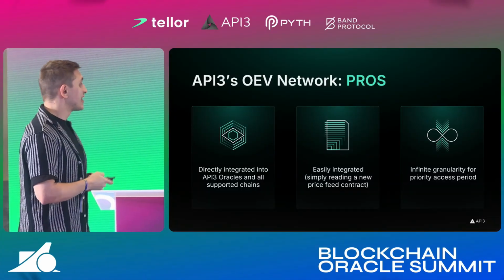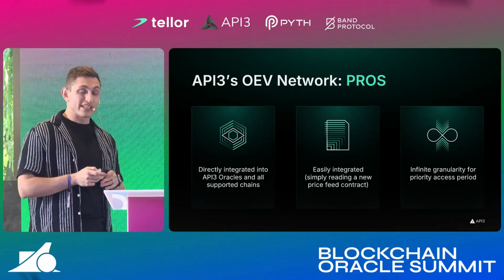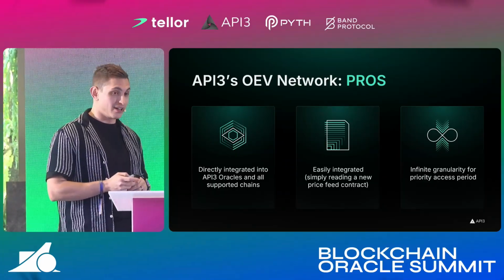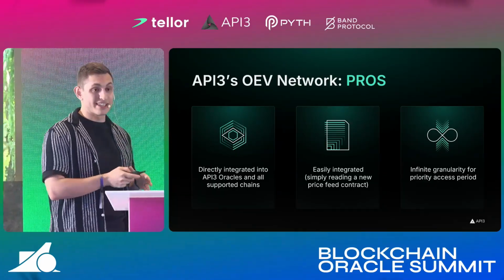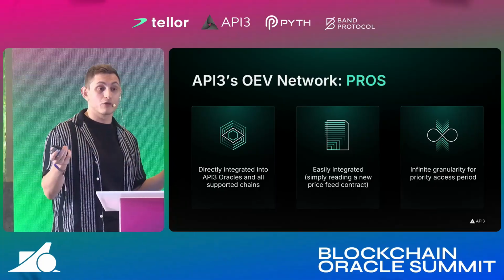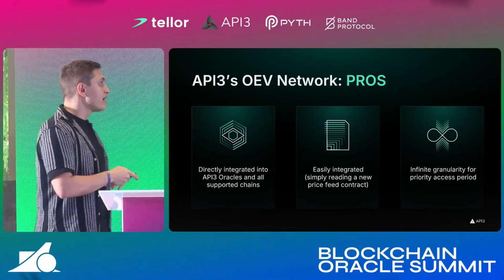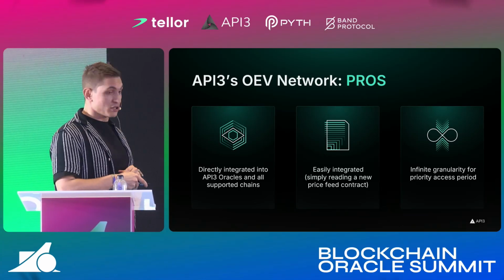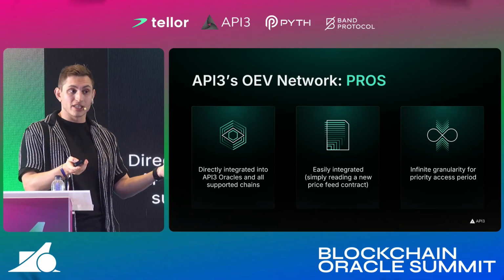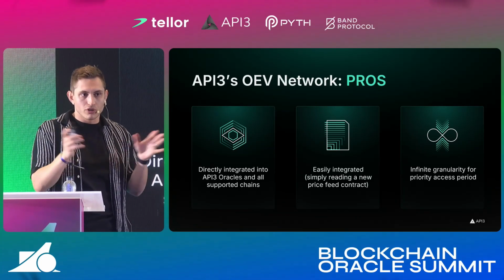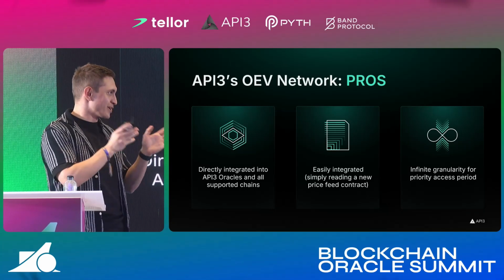Pros of this. Our OEV network is directly integrated into our oracles. Basically, what that means is that it's available on every chain that we provide data to, which is a great plus, currently 40 plus chains. It's also easily integrated, similar to UMA's Oval. You just need to read a new price feed. You don't need to do more as a project. You just read a price feed.